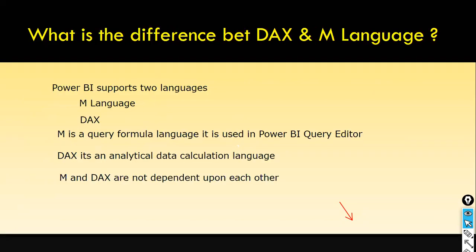And what is the difference between DAX and M language? This is another interview question. Power BI supports M language and DAX. When did we discuss M language? As part of Power Query Editor. Both DAX and M language are completely independent. You cannot use DAX functions in your M language, and the opposite is also the same. M is a query formal language used in Power Query Editor, whereas DAX is an analytical data calculation language.